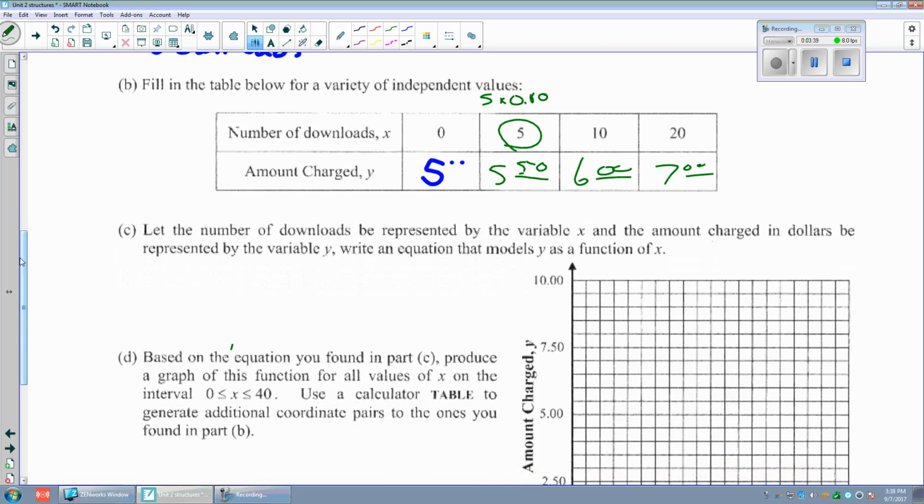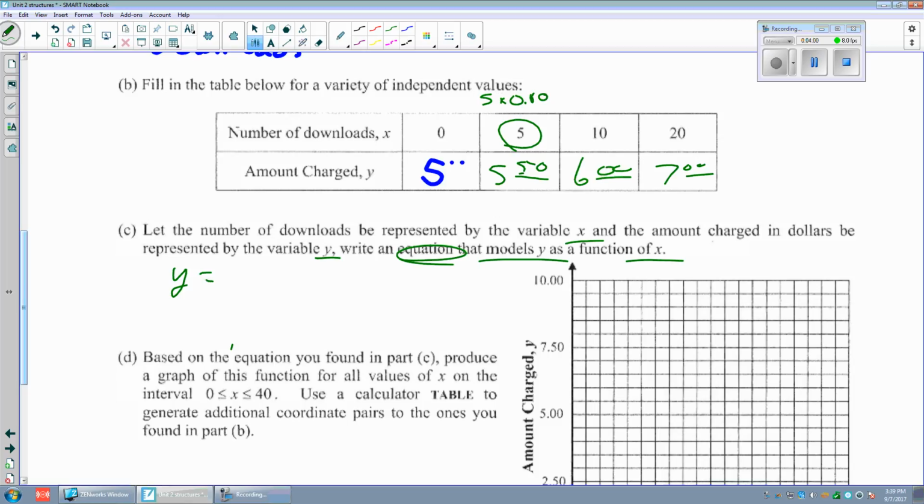Let the number of downloads be represented by the variable x, and the amount charged in dollars be represented by the y. Write an equation. It doesn't say write a function. It says write an equation. It does not say function. If it said function, we'd have to write f of x. But it says write an equation, so we can do y equals x.